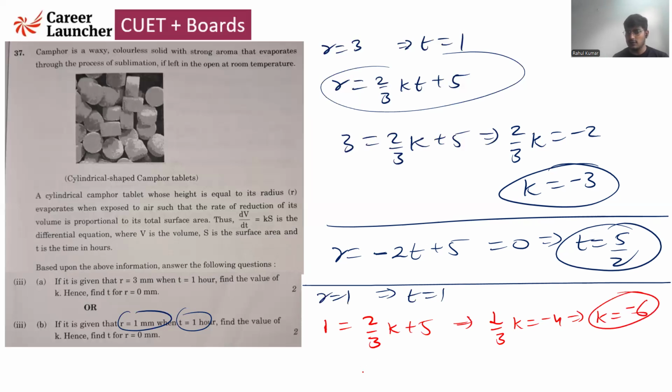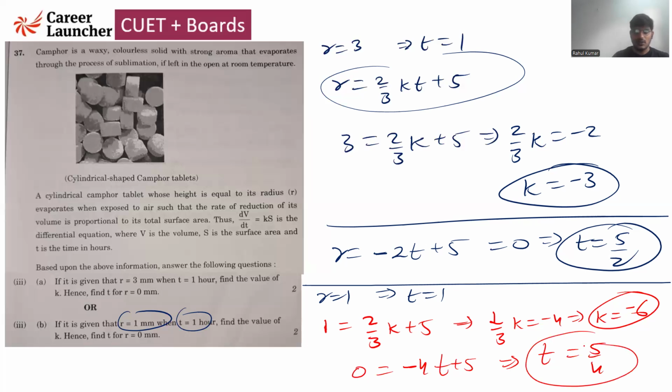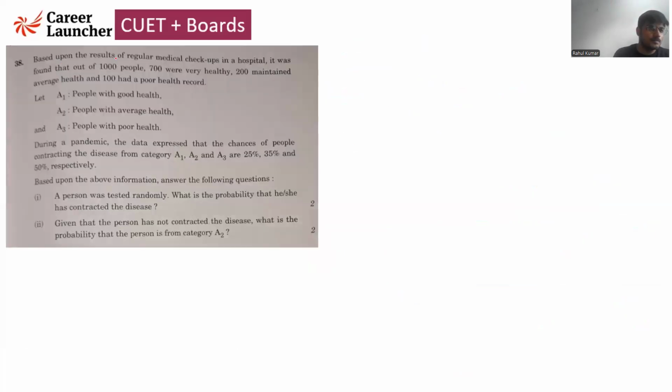Because the value of k is minus 6, you can easily find the value of t when r is 0. So when you substitute k, it is minus 4t plus 5, and the value of t will be 5 by 4. Sorry, the value of t will be 5 by 4, not k. k we already found. Now we have the next part.